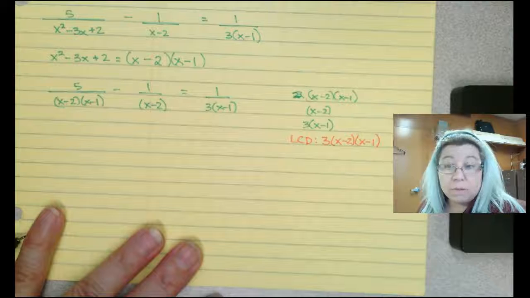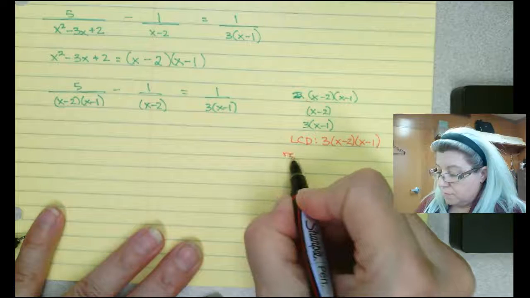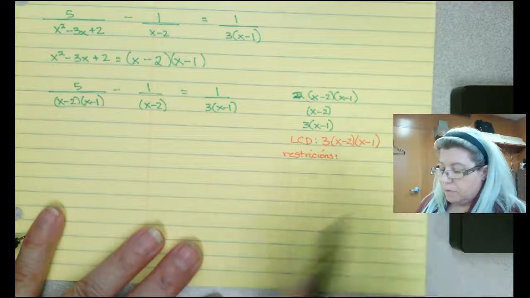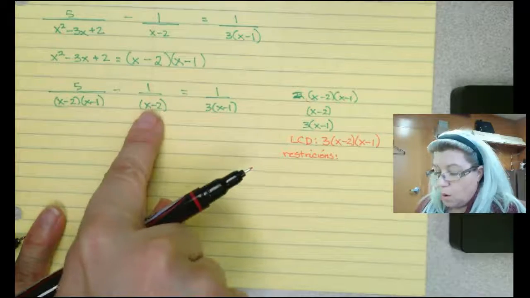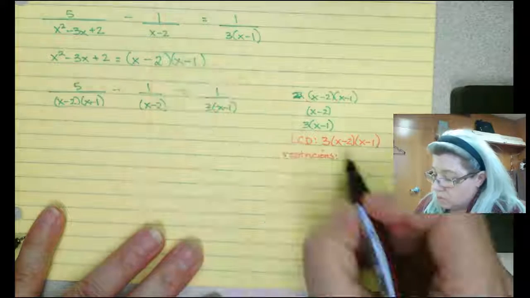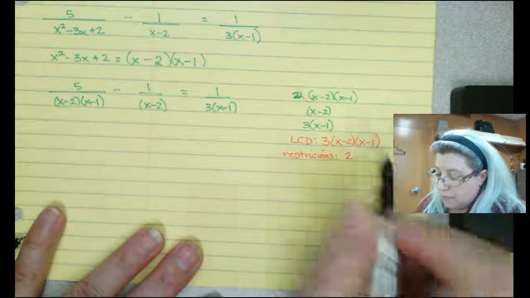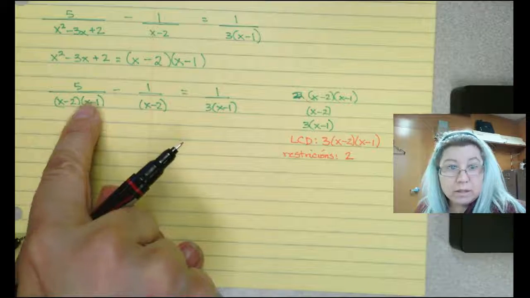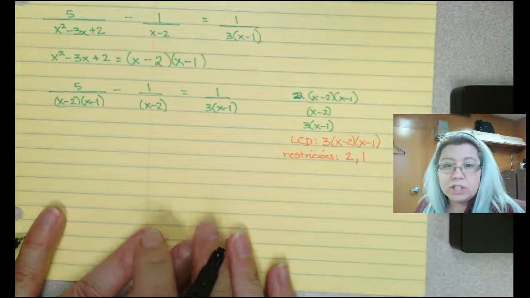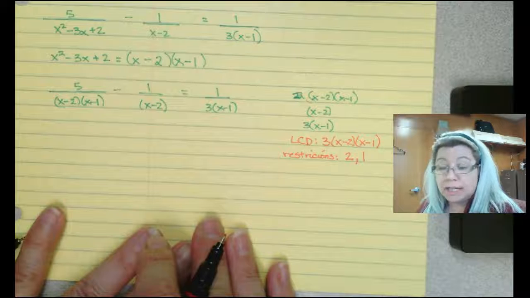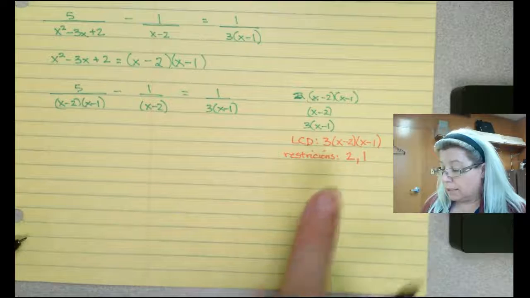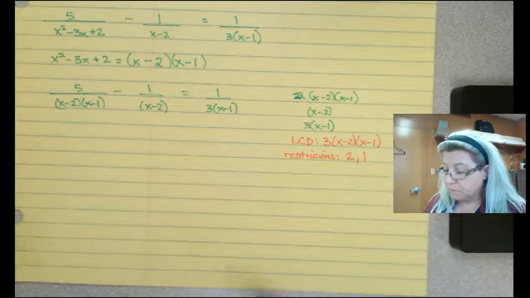I also need to figure out what my restrictions are. What happens when x is 2? X minus 2 becomes 0, so there's one of my restrictions. And when x is 1, 1 minus 1 is 0, so my other restriction is 1. So my restrictions, x should not be 2 and x should not be 1. So now we know our LCD, we know our restrictions.